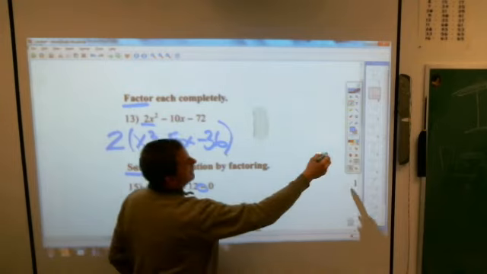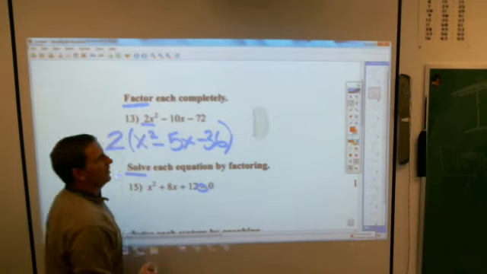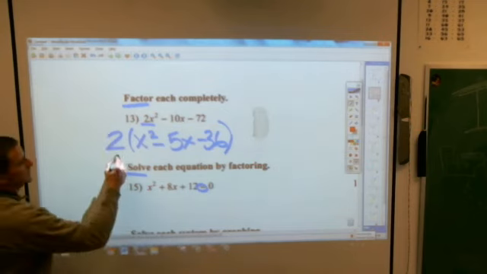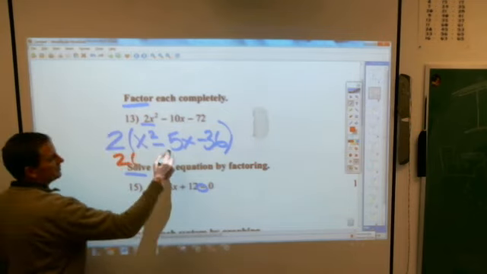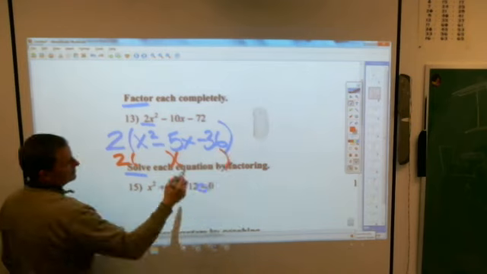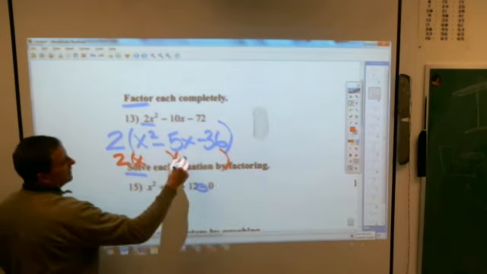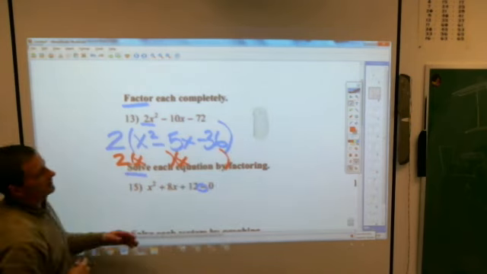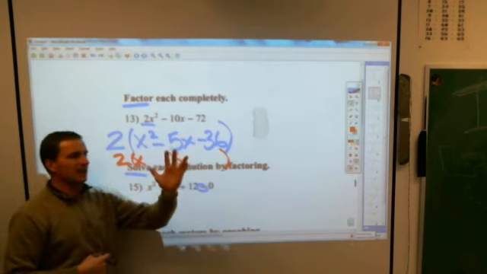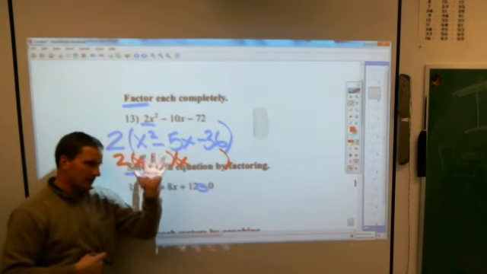Then you're not done. Then you have to see, can I factor the trinomial? The trinomial, you're thinking reverse FOIL. The 2 still sticks around on the outside. You know this has to be x, there's no options there. What times what gives you negative 36 and when added together gives you negative 5?